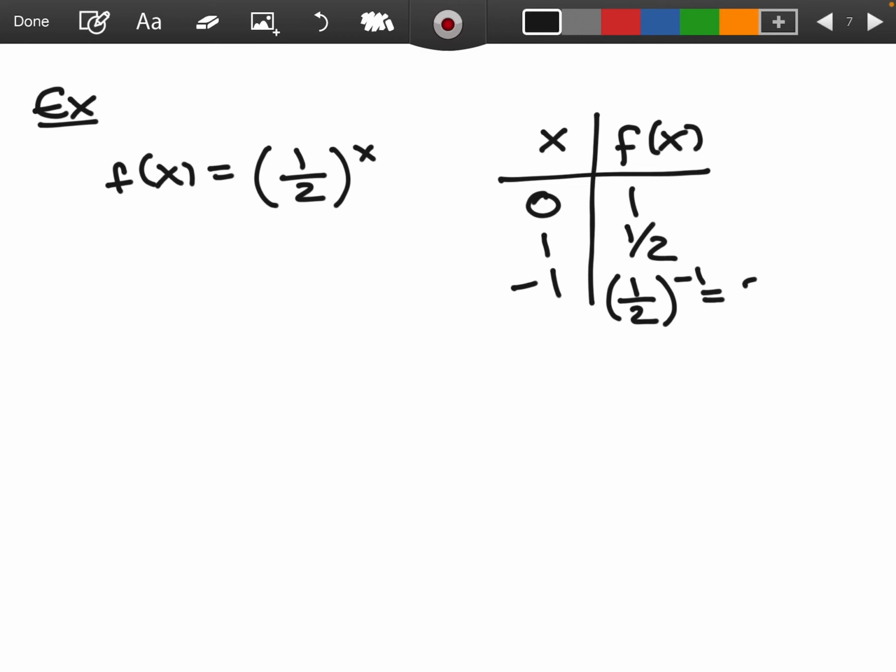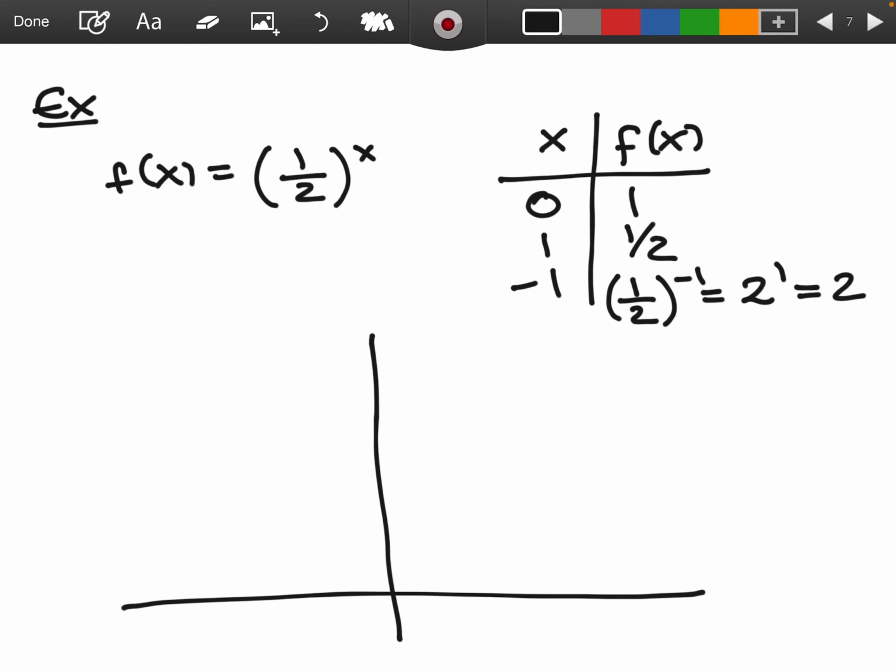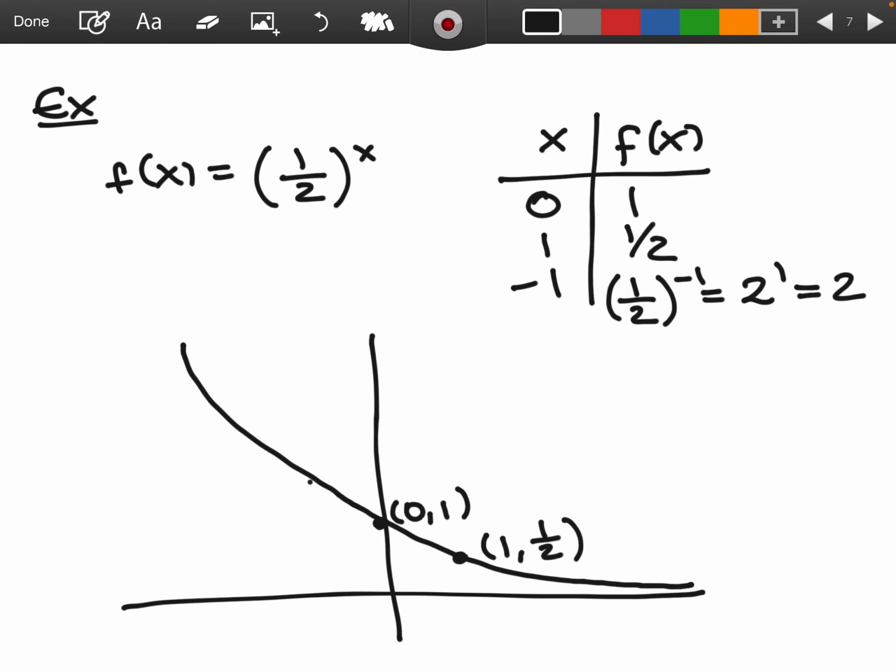And then when x is a negative 1, it would be 1/2 to the power negative 1, which is the same thing as saying 2 to the power 1. Remember, we flip the fraction and then take it to the positive power, so it would be 2 over 1 to the power 1, which is just 2. So I again end up with 3 points that I can plot. I know that a is between 0 and 1, so I'm going to end up with this kind of a graph. I go through the point 0, 1. I also go through the point 1, 1/2, and I go through the point negative 1, 2.